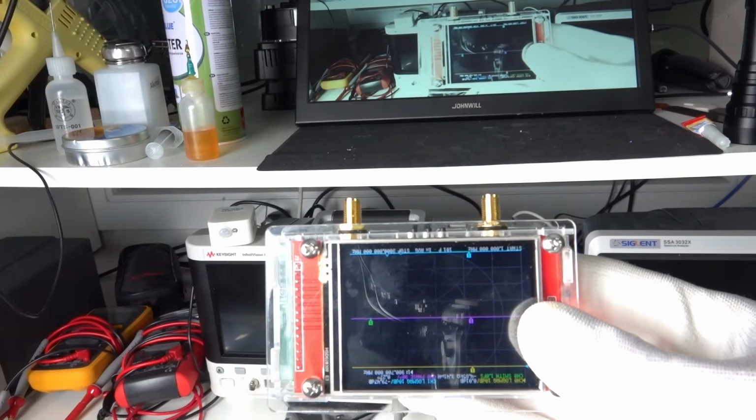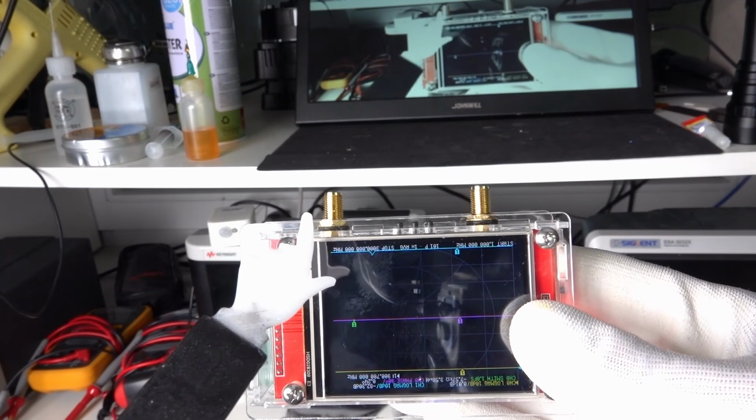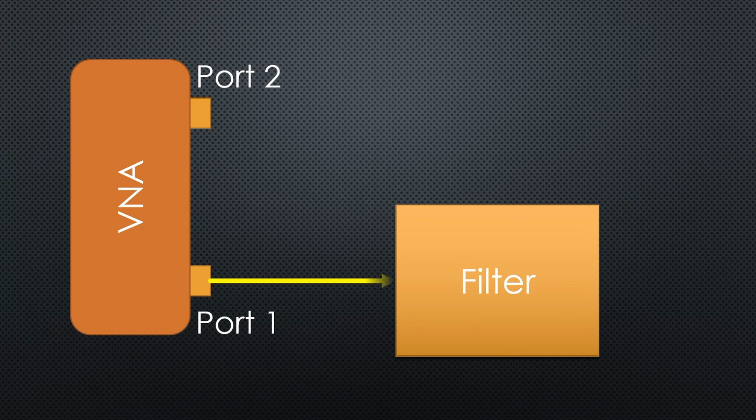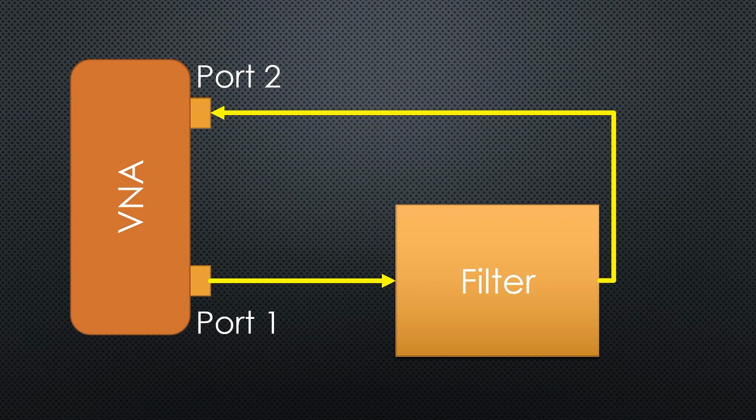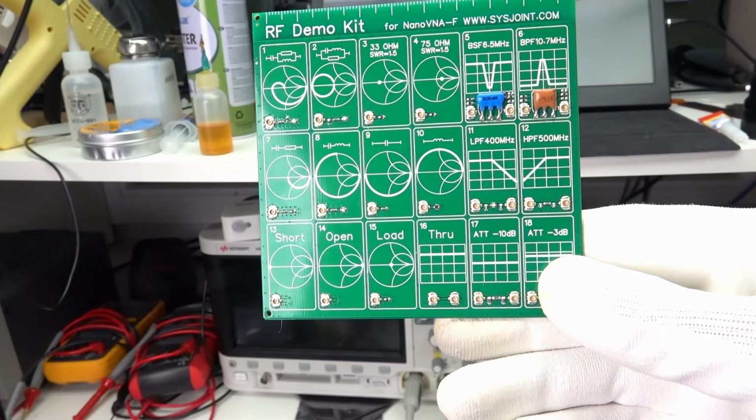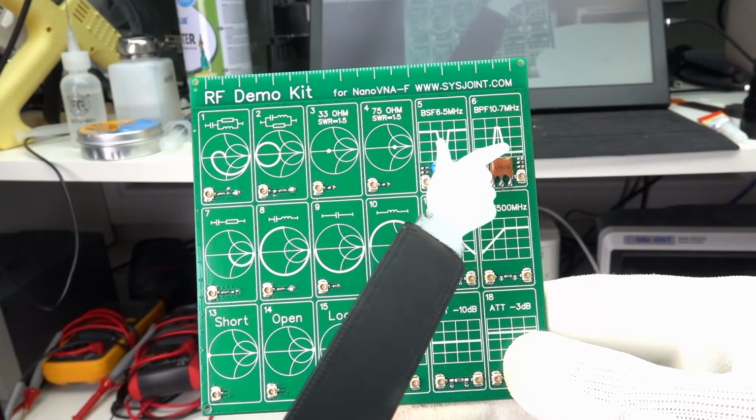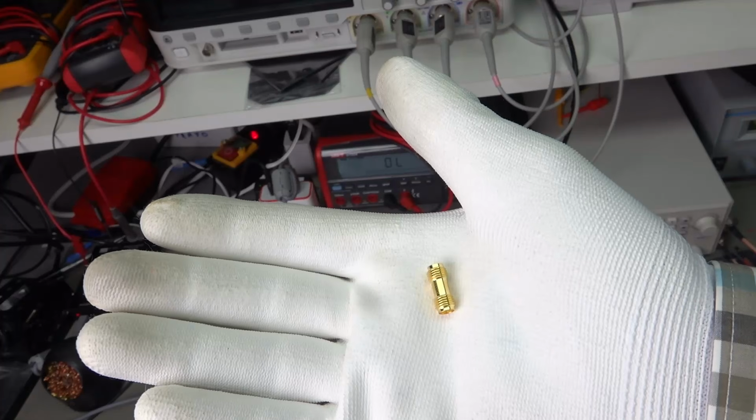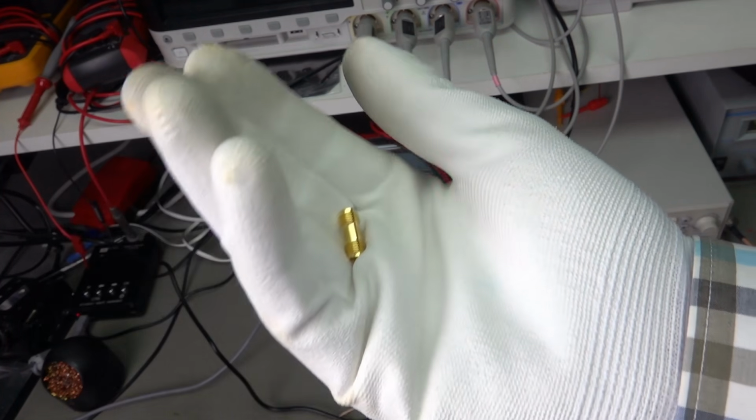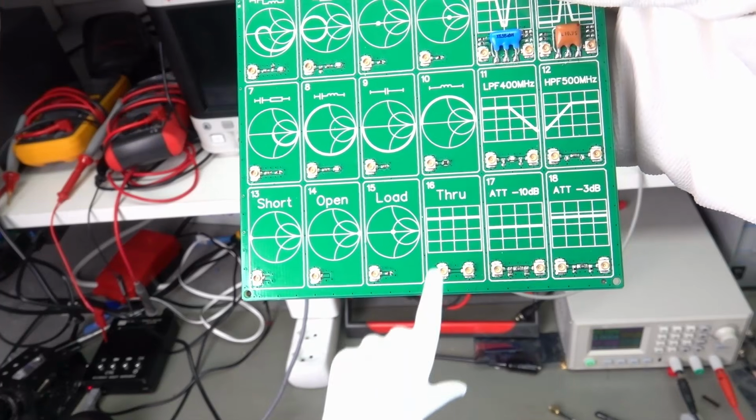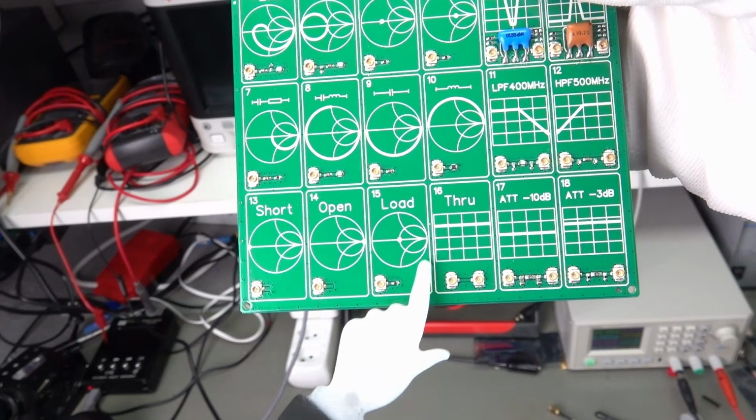As said in the beginning, we can also measure filters if we have a 2-port VNA. We connect port 1 to the input of the filter and its output to port 2 and measure S21. We have some filters on the demo kit to check the effect. But before we can do so, we have to calibrate the through. This is either done with such an adapter or, in the case of the demo kit, with this through.